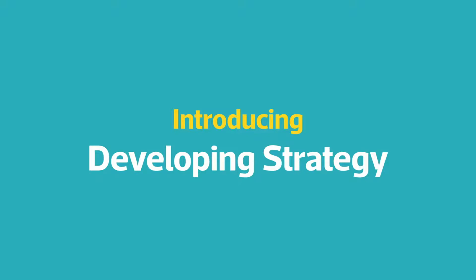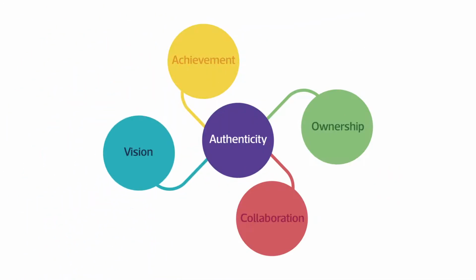The Institute of Leadership and Management recognises great leadership as being multidimensional. We identify 5 dimensions: authenticity, vision, achievement, ownership and collaboration. We've broken down those 5 dimensions into 49 components, which enable us to organise our resources in such a way as to help individuals access the leadership development that is immediately relevant to them.